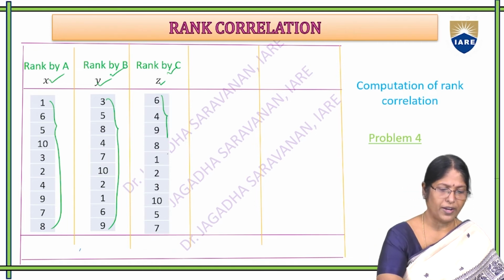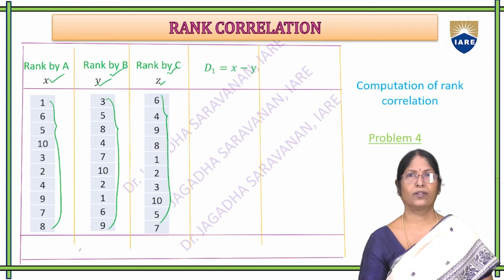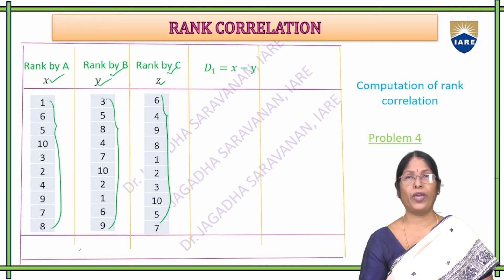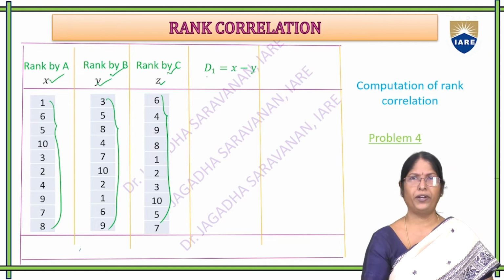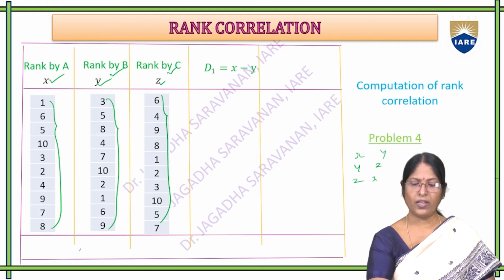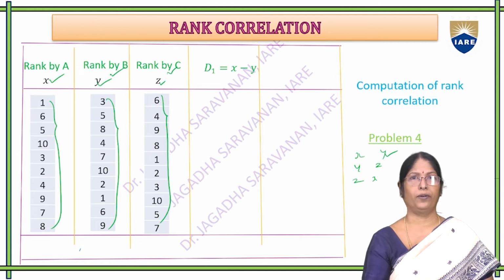Here completely the data which is given. First we are finding D1. In previous problems only D, because only those 3 questions had a relationship between only 2 variables. So here we have taken only D. But here 3 variables are given. First we are going to find the relationship between X and Y, next Y, Z, next Z, X. This X and Y difference we are going to name as D1.